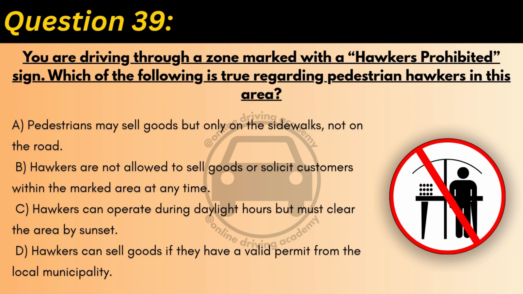Question 39. You are driving through a zone marked with a hawker's prohibited sign. Which of the following is true regarding pedestrian hawkers in this area? So hawkers are basically going to be the aunties that are sitting on the side of the road selling things. So is your correct answer option A? Pedestrians may sell goods but only on the sidewalks, not on the road. Is it option B? Hawkers are not allowed to sell goods or solicit customers within the marked area at any time. Is it option C? Hawkers can operate during daylight hours but must clear the area by sunset. Is it option D? Hawkers can sell goods if they have a valid permit from the local municipality. Now the correct answer here is going to be option B. Hawkers are not allowed to sell goods or solicit customers within the marked area at any time.